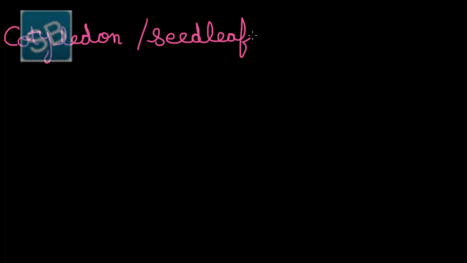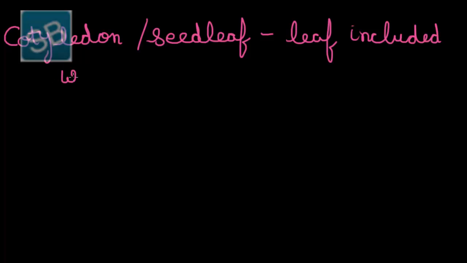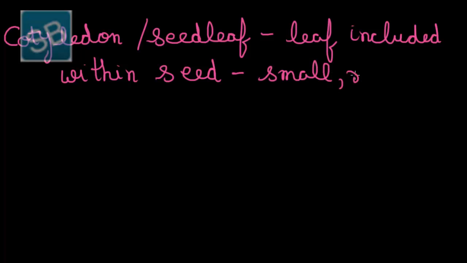Apart from simple and compound leaf, there are some other types of leaves also, like cotyledon or seed leaf. It is a kind of leaf that is included within the seed. Such type of leaf is very small, reduced or papery type.